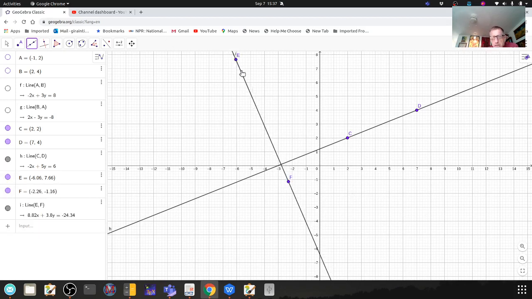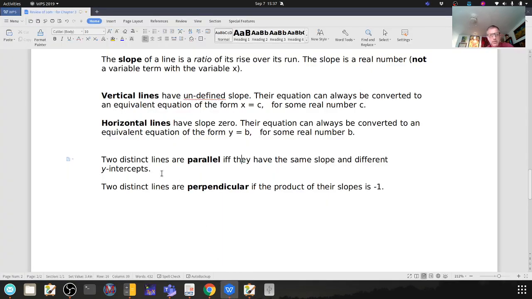But if I knew the slope of this line, and I know the slope of this line, I can find out if those are really indeed perpendicular by multiplying them together. And if the product of their slopes turns out to be -1, then it's perpendicular. And let me go back to here. Two distinct lines are perpendicular if the product of their slopes is -1 and they are neither horizontal nor vertical. So I've got to tell you what happens if they're horizontal or vertical.